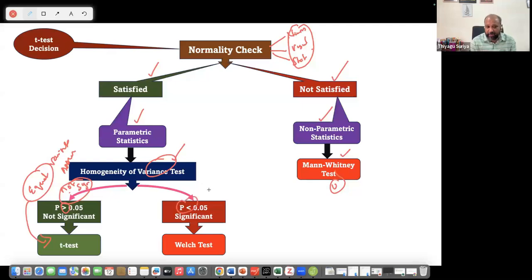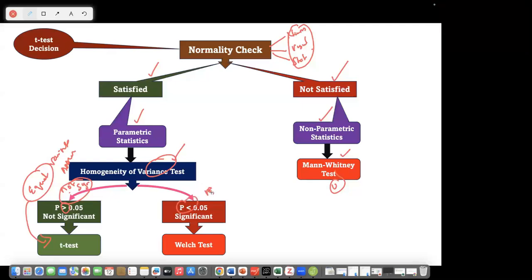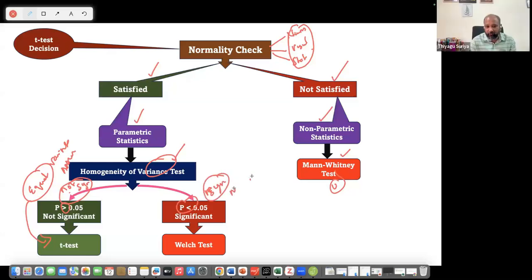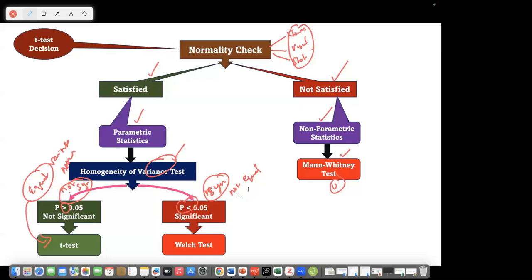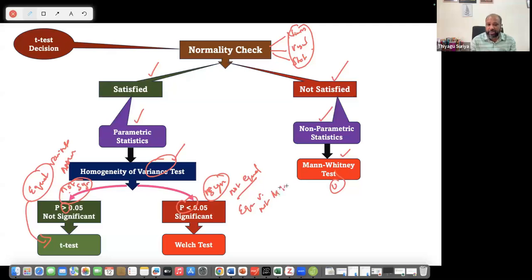If the p-value is smaller, what does it mean? Significant. Significant means what? Not equal. Therefore, equal variance not assumed. If equal variance is not assumed, you can go with the Welch T-test. Hope you are getting these three contexts.